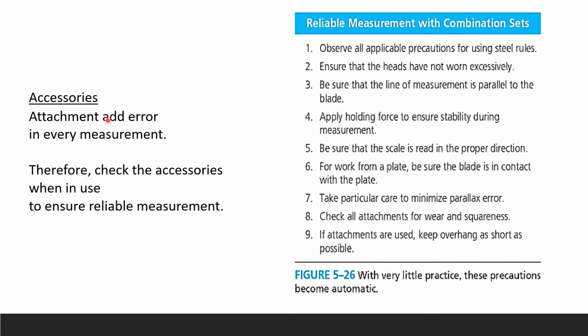Accessories are attachments, and if you use an attachment, you always have added error for every measurement, so make sure you check the accessories in use to ensure a reliable measurement. Here are the reliable measurements with combination sets. With very little practice, if you are careful about all these precautions, you're definitely going to get a reliable measurement.